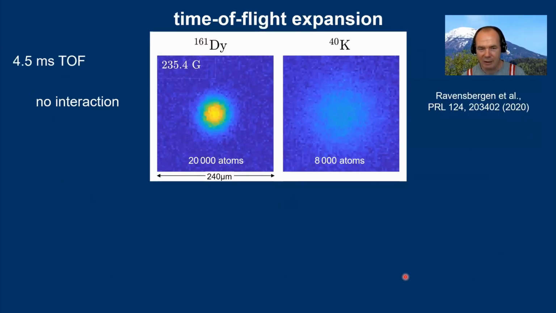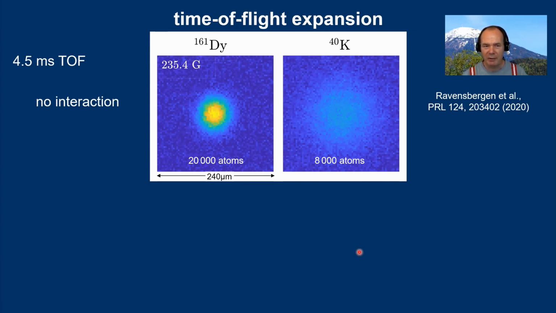Okay, here's one result I want to discuss, which already signals that there are at least strong interactions. For the experiment, and this is the only experiment I want to show from this setup, we prepare a mixture of about 20,000 dysprosium atoms and a few thousand potassium atoms together in a trap. And then we release them from the trap. They expand. And then after 4.5 milliseconds, we take an image of both, dysprosium and potassium.